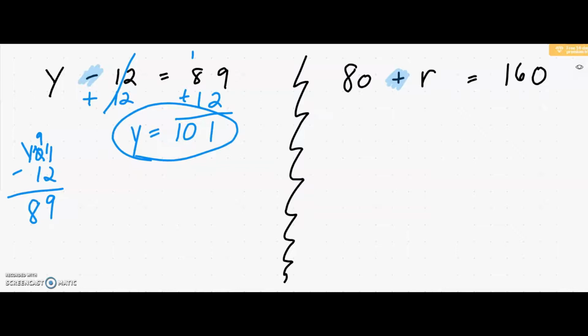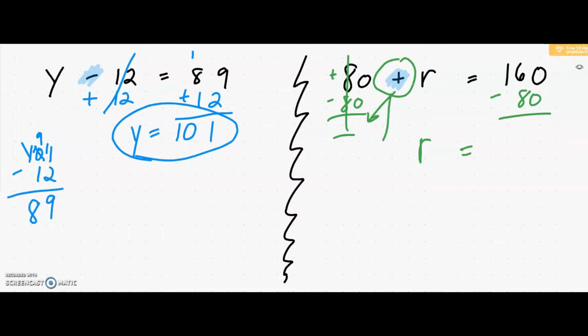All right, for the second side, let's see what it says. It says add. We do the opposite. We subtract. So 160 minus 80. I was taught in school, you basically do this. This means positive 80, and you subtract 80 here, and it cancels out. It's called balancing the equation. We want to find out what R equals. To make this easier, I teach it where you take the opposite of the sign. The opposite of the sign is subtract. You take your 80, you subtract it from 160, and you get 80.